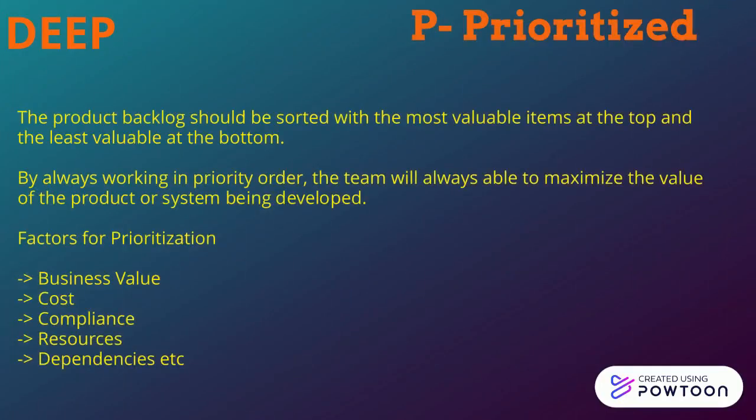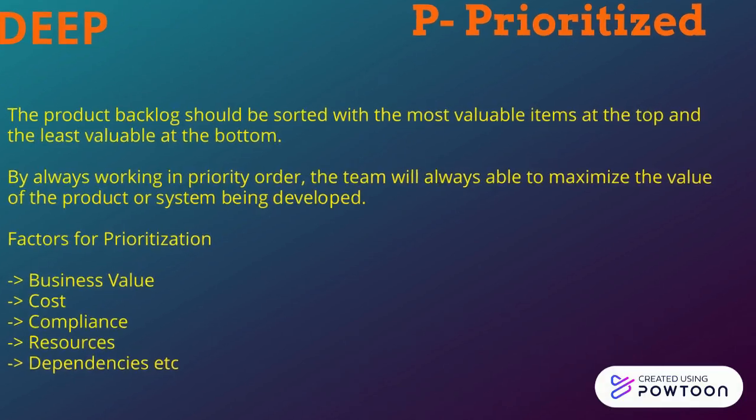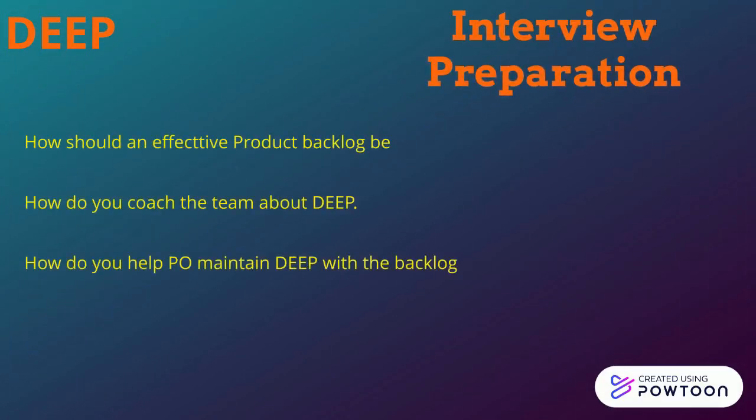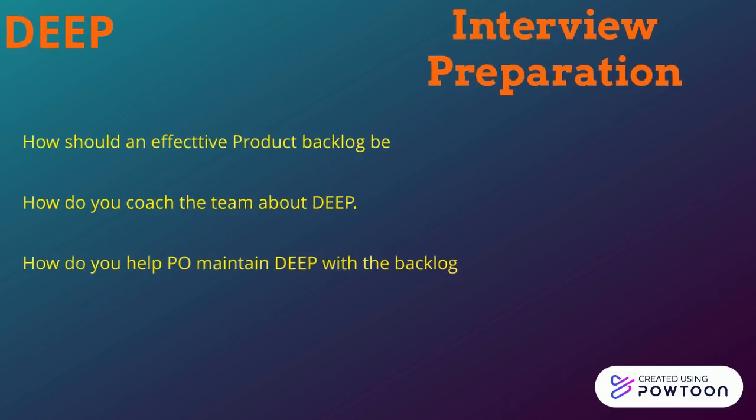So prioritization mostly depends on the value which the user stories bring in, but at the same time there are many other factors based on which the priority of the user stories is defined. So the PO should always keep all these factors in mind while prioritizing the stories on the product backlog. So by continuously working with the product owner, the stakeholders and the team or the customer, we can ensure that the DEEP attributes are maintained on the product backlog.